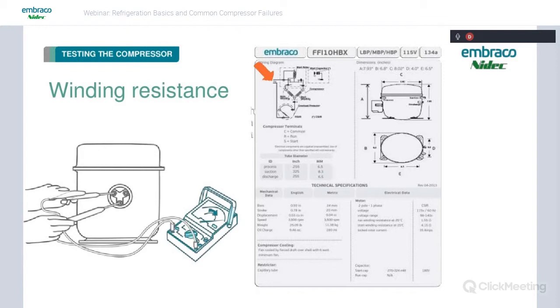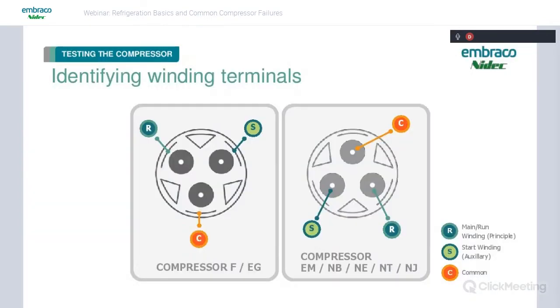So if you have the Embraco compressor and spec sheet in front of you, you can look up here in the wiring diagram and see the layout of the terminals. It's going to give you the common, run, and start, which one they are. If we don't have the spec sheet, we have two different layouts. On your F and EG models, you're going to have the common on the bottom. Try to remember to go clockwise from common. So common's going to be on the bottom. Going clockwise to the top left, you have your run winding. And then top right, you have your start winding.